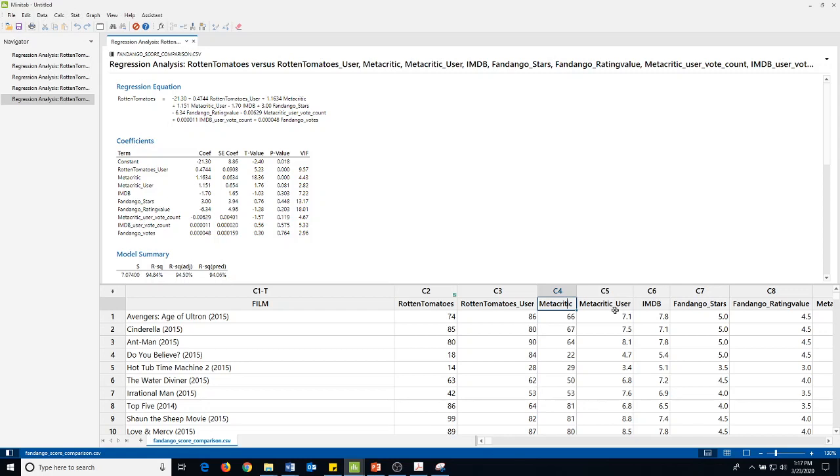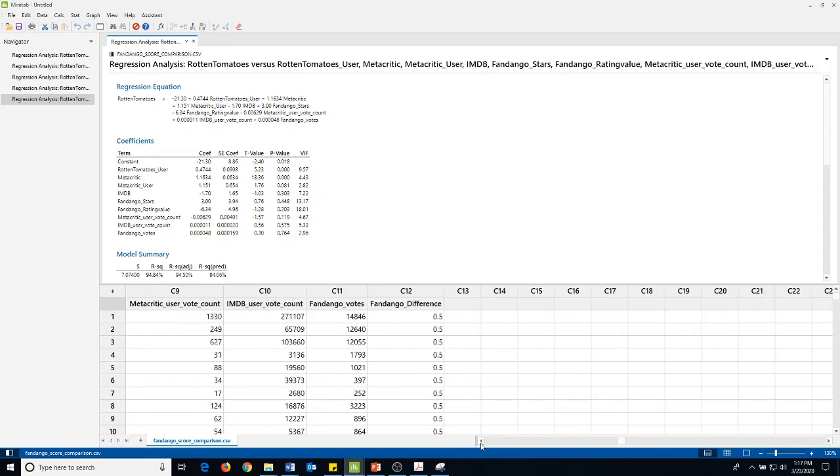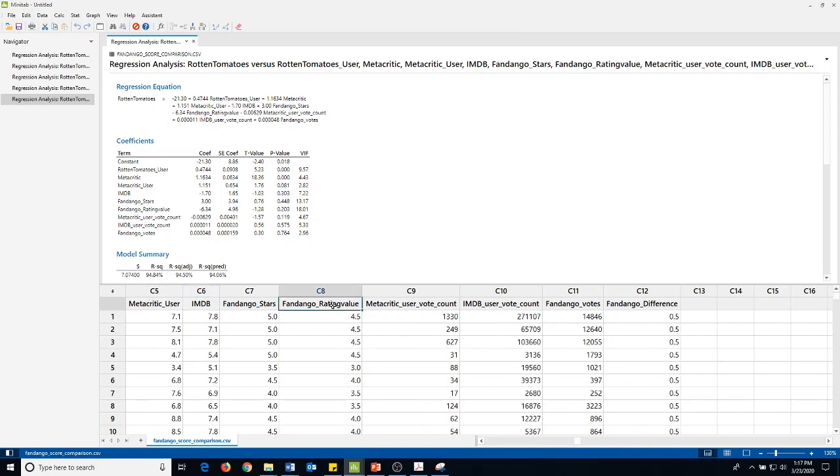So this would be the Metacritic score, and then again another user score based on those, the IMDb, International Movie Database, the Fandango stars, the rating value, how maybe reputable the rating value is, the vote count, the vote count for the IMDb, just the number of people who voted for a particular movie, and the same thing for the votes. And we will not do the Fandango difference.